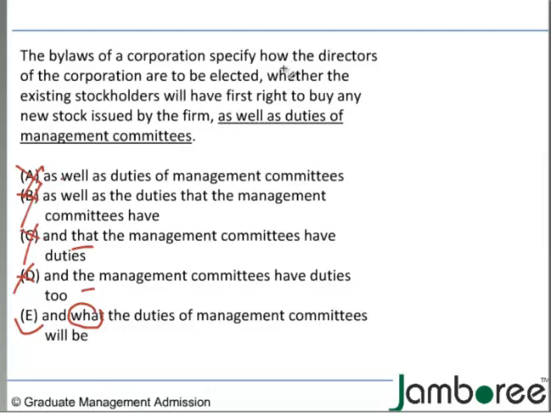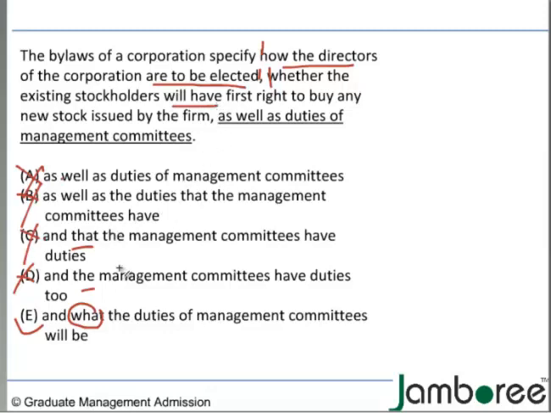So the first part is: how the directors of the corporations are to be elected. What tense is this part in? Past, present, future? It's future, Rupal, because it says "are to be elected." That means they have not been elected yet. So it's future tense. Read the second part. Whether the existing stockholders will have first right to buy. Okay, so "will have." This is also future, right?